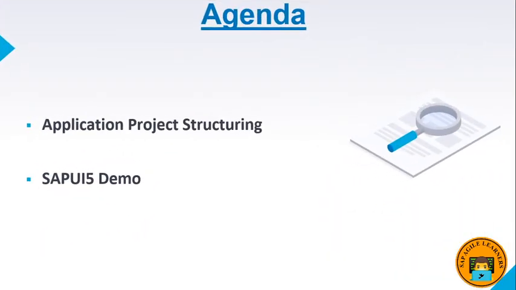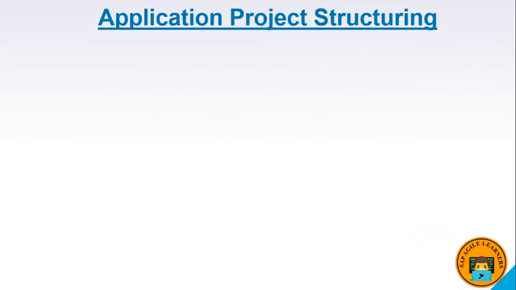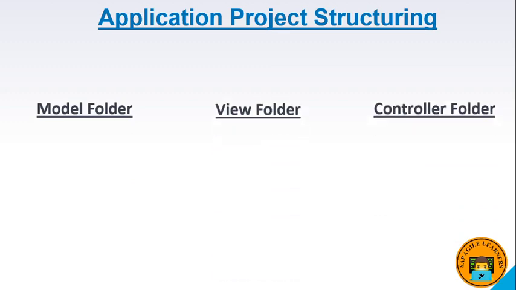Now let's get started. So what you are going to learn is Application Project Structuring, a SAPUI5 demo. The web content folder in Eclipse or web app folder in SAP Web IDE further contains three folders related to the MVC concept. Along with these three folders, it also contains your index.html file which is used to start your application. All the library files are loaded in index.html. Now let's understand the different folders in detail.